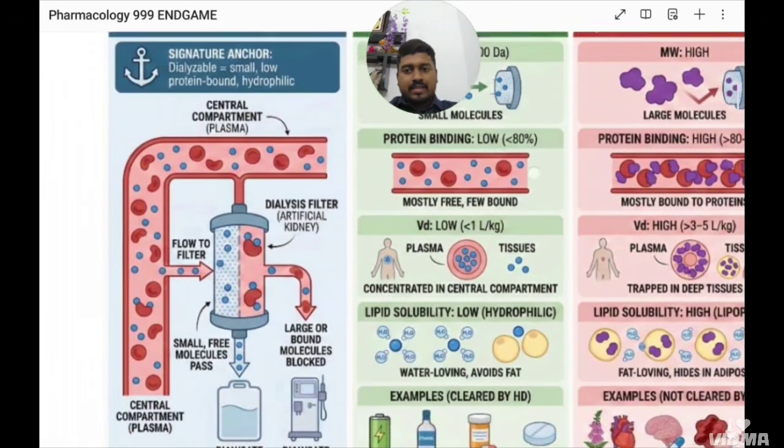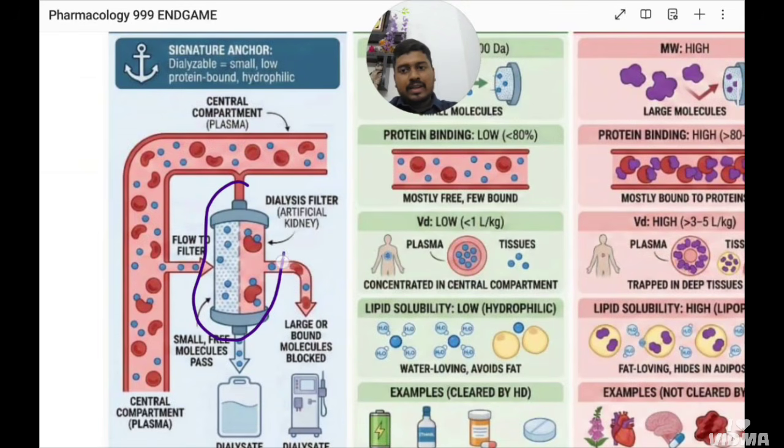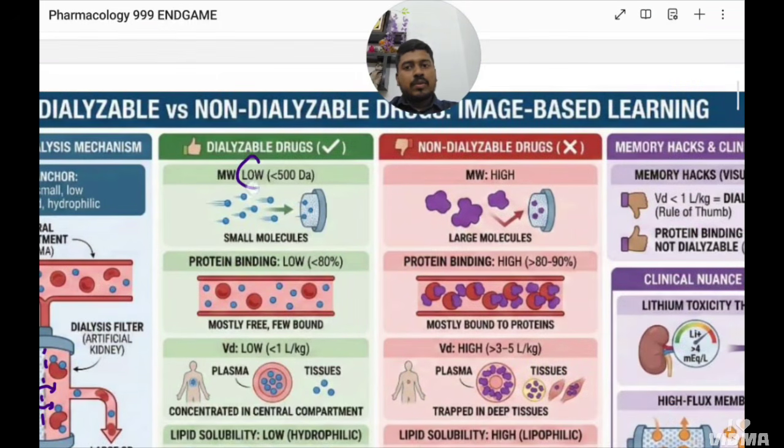This is the dialysis machine, where you'll have a dialyzable membrane and there will be some pores in this. Small molecules can pass through the pores. So first is the size of the pores. If the molecular weight is less, that is, the size of the molecule is small, then these small molecules will pass and they are dialyzable. So here we have this one, that is less than 500 daltons.